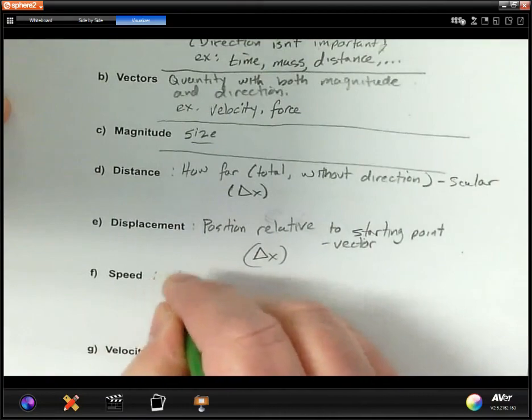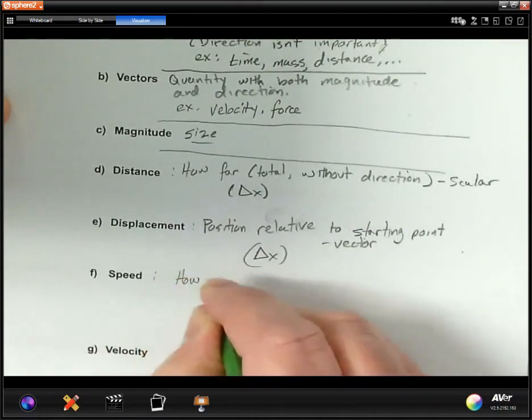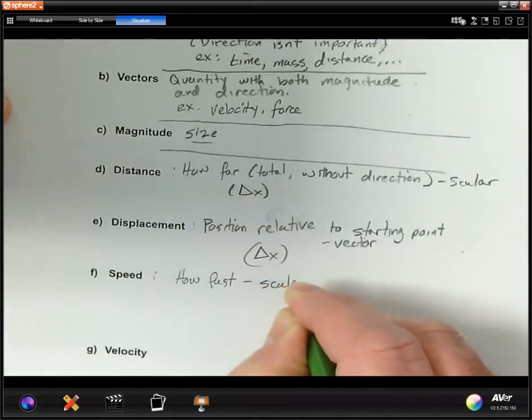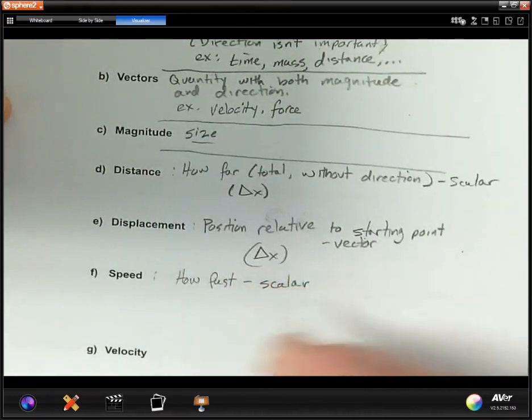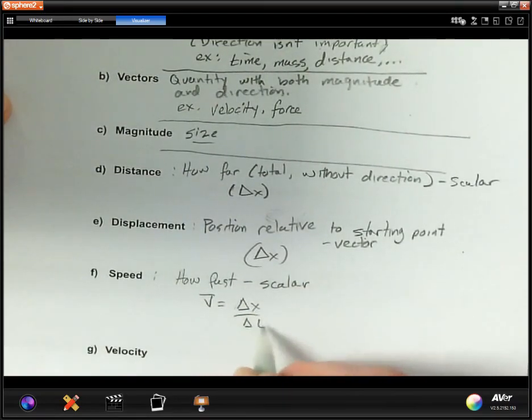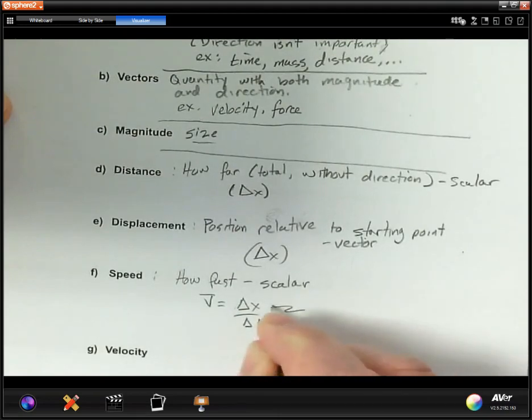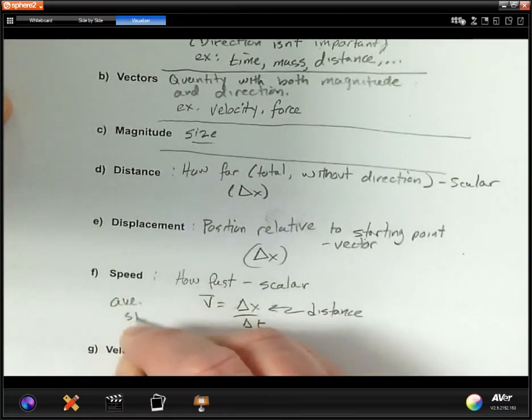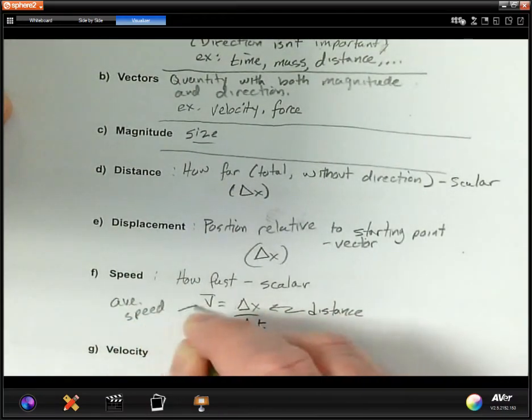Speed is how fast, and it's the scalar version, so there is no direction. And when we calculate average speed, we're going to use delta x over delta t, like from last unit. But in this case, the delta x has to be the distance. And this is going to be average speed over here.